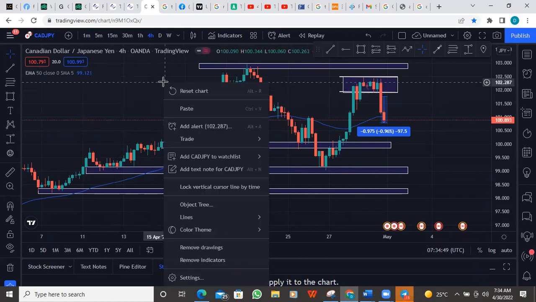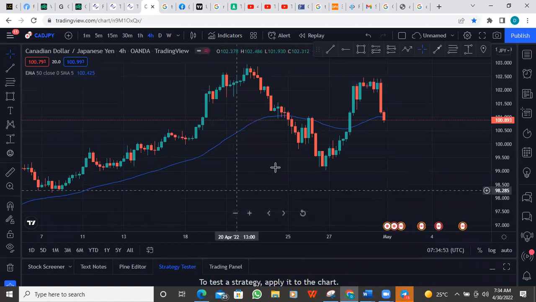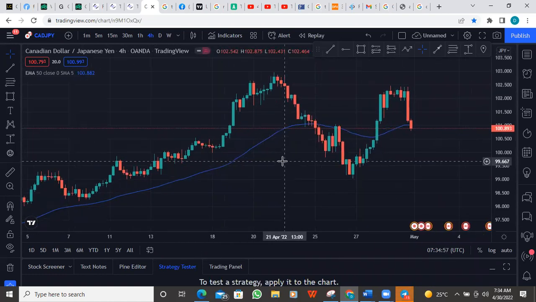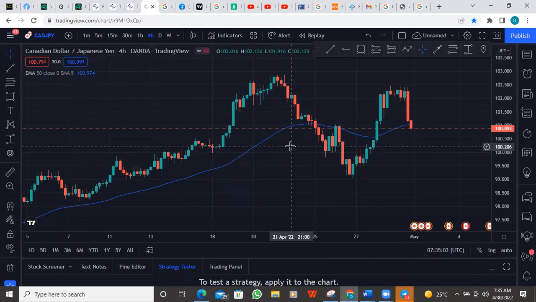I'm going to delete everything and then take you through step by step. This is our raw chart. We are going to do a naked chart analysis on the 4-hour time frame, which I usually like using whenever I want a scalping setup.